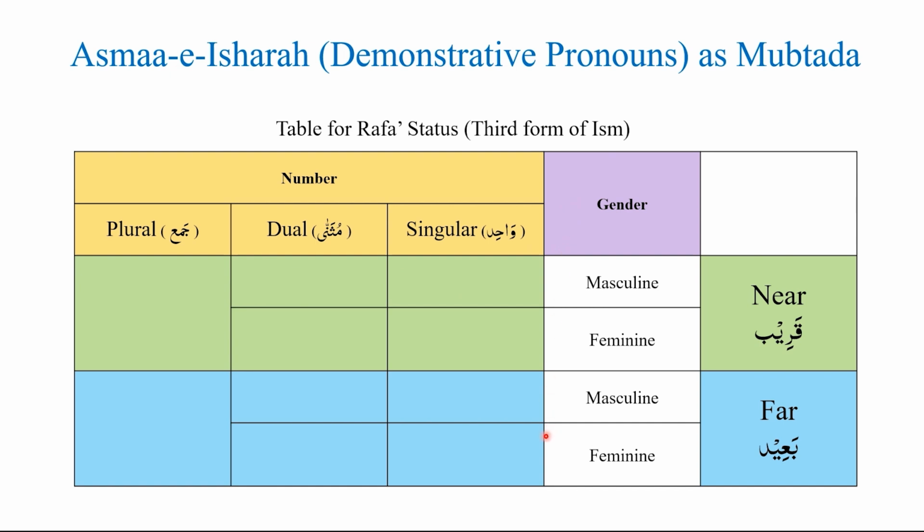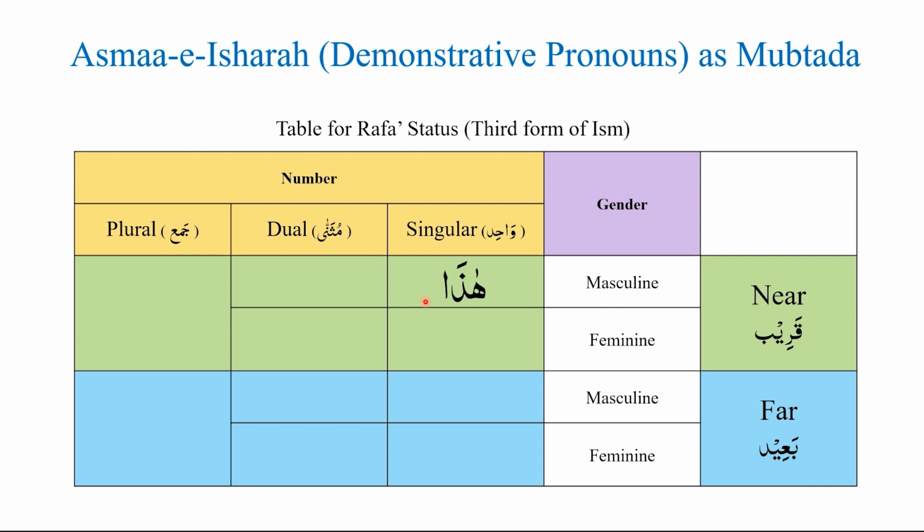The first Ism Ishara that we have is Haza. Haza is an Ism Ishara or a demonstrative pronoun that is used to demonstrate a person or an object that is singular and masculine. So to point towards a person or an object that is singular and masculine, we will use the Ism Ishara or demonstrative pronoun Haza. For Haza, we know the number, that is singular, we know the gender, that is masculine, we know the status, that is Rafa, and we know the capacity, that is definite.